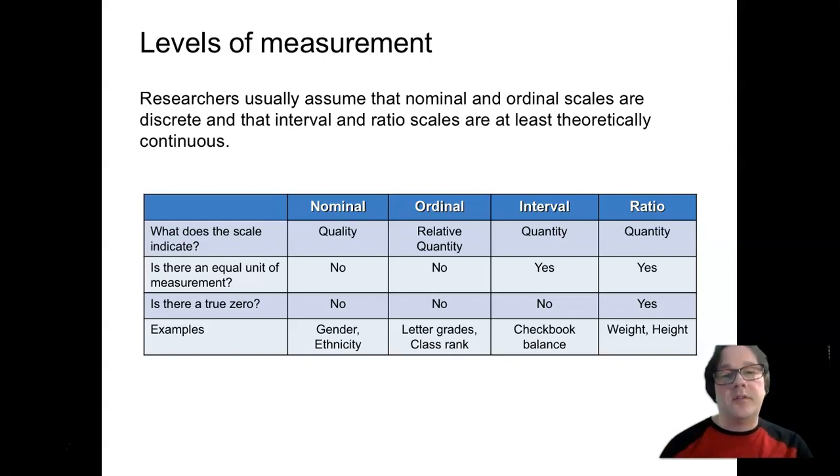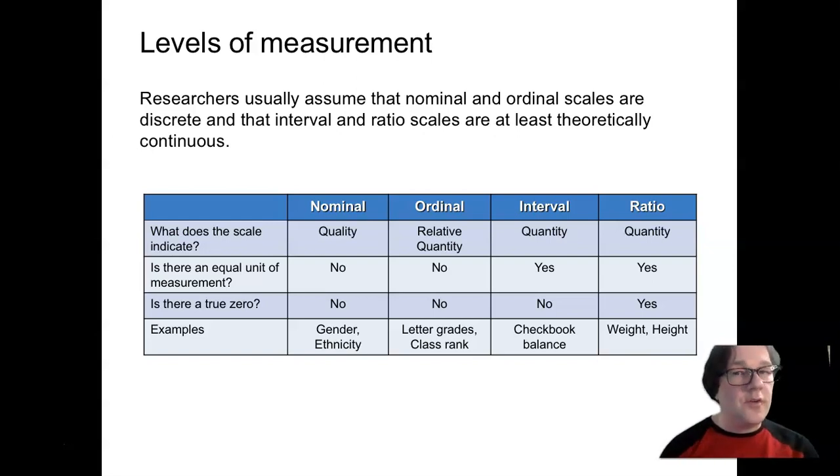And we see here an example of an interval scale being a checkbook balance. So does a 0 in your checkbook balance represent that you have 0 wealth or 0 money? No, but I would argue that, yeah, it represents you have 0 money in your checking account. So that could be a true 0. But this is where we can start getting into theoretical differences between interval and ratio scales. So, what's the difference there?